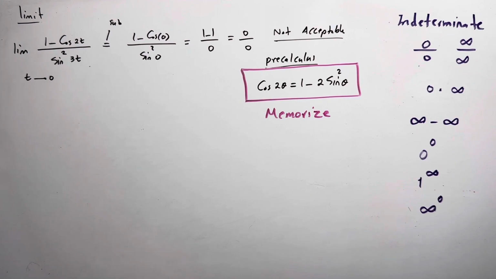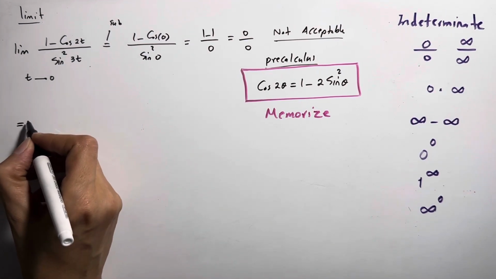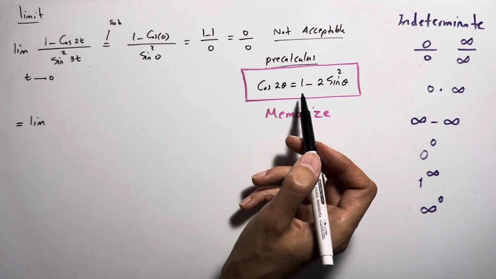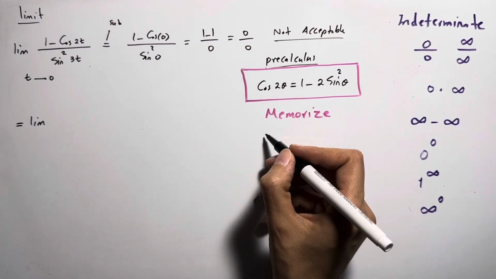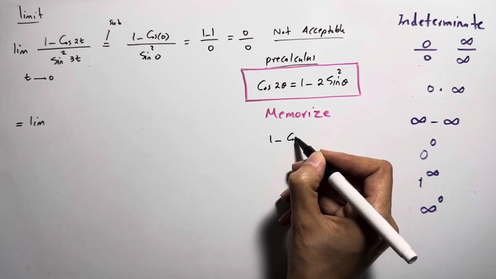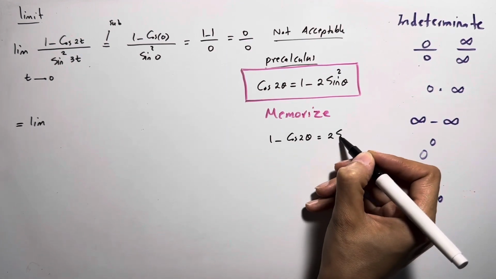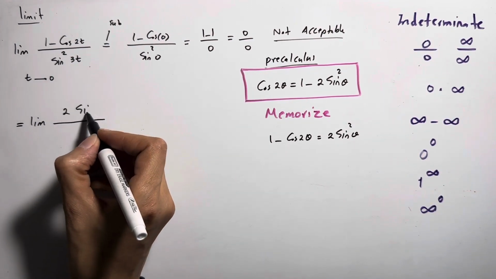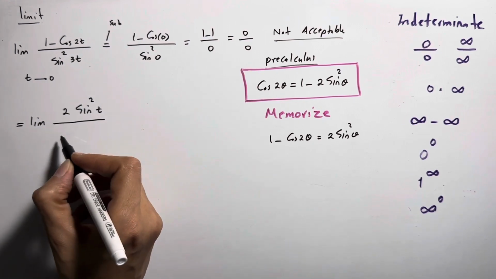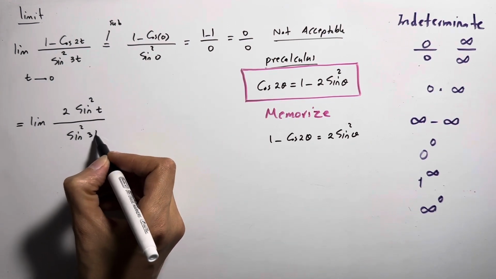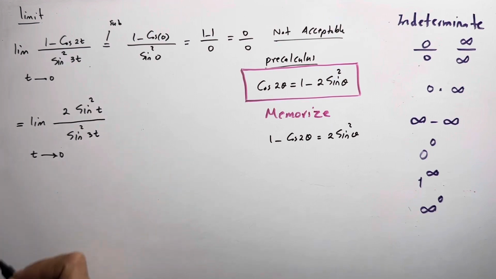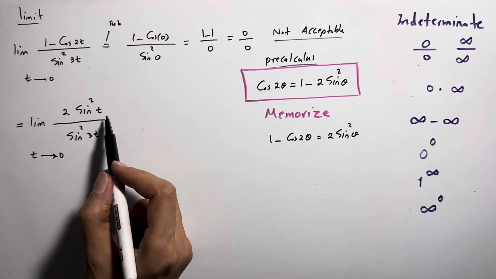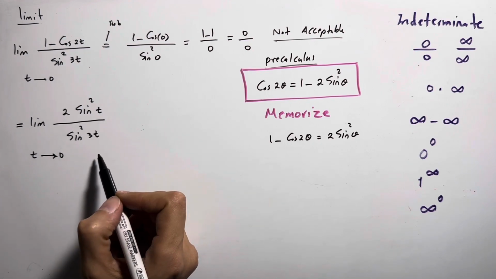See, what do we have here? This is equal to the limit of, you can switch these two, 1 minus cosine 2 theta equals 2 sine squared theta. So you have the limit of 2 sine squared t divided by sine squared 3t as t goes to 0. Now what? Now you can divide the numerator by t squared and the denominator by t squared.